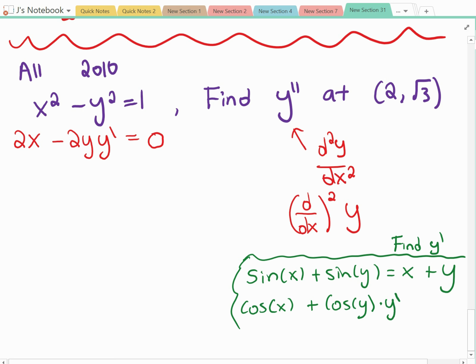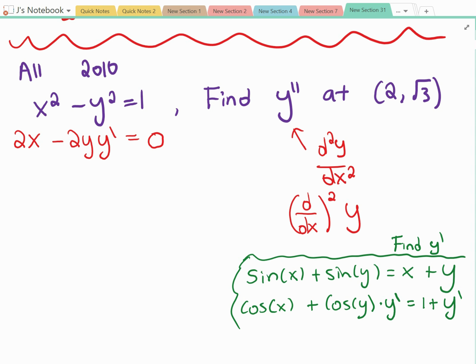Imagine if this was the sine of x squared. Sine of x squared has a derivative of cos of x squared multiplied by 2x. But we don't know what the function is, we just call it y. So the best thing we can do, if we don't know what y prime is, is just call it y prime. And then on the right hand side, we have the derivative of x, which is 1, plus the derivative of y, which again, the best we can do is to call it y prime. And then we would rearrange and isolate for y prime. Okay.